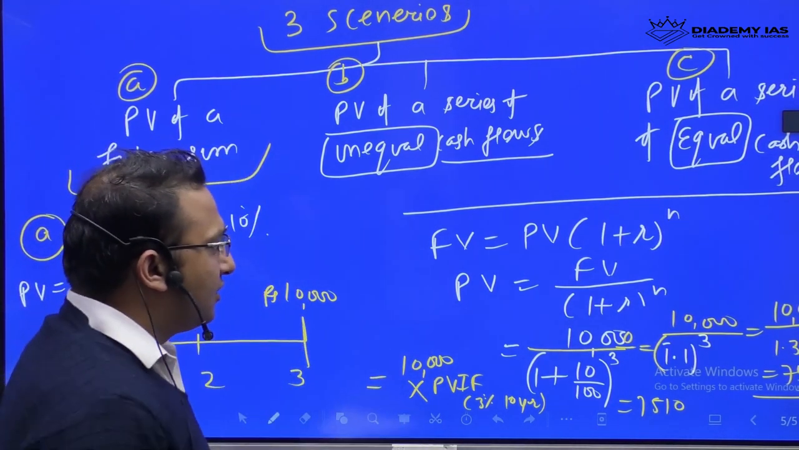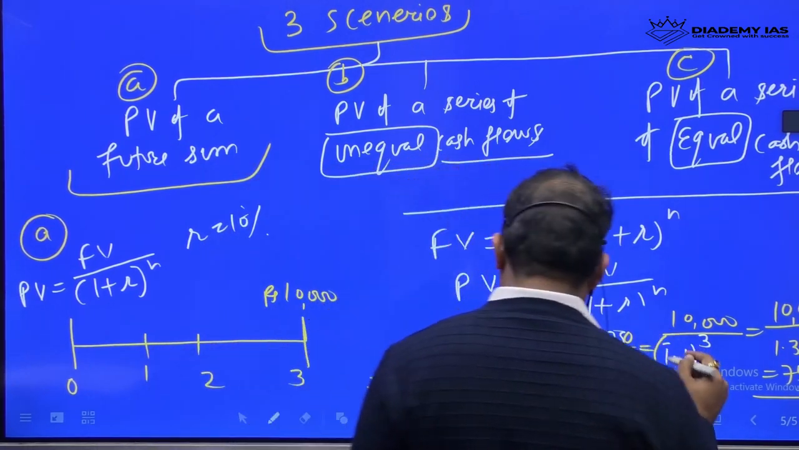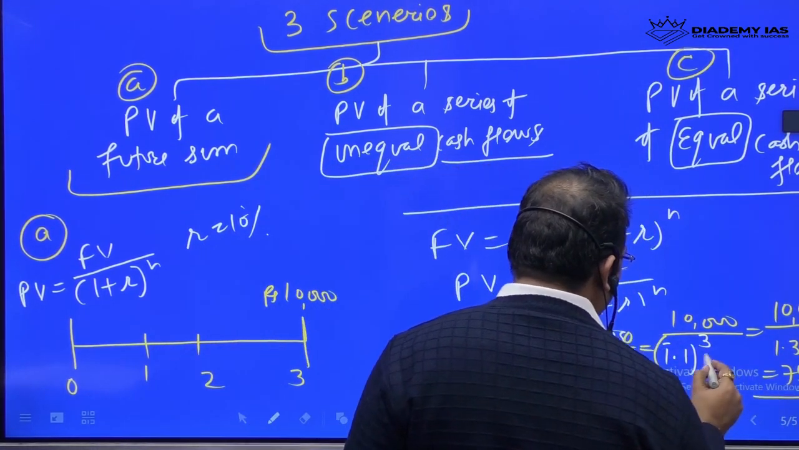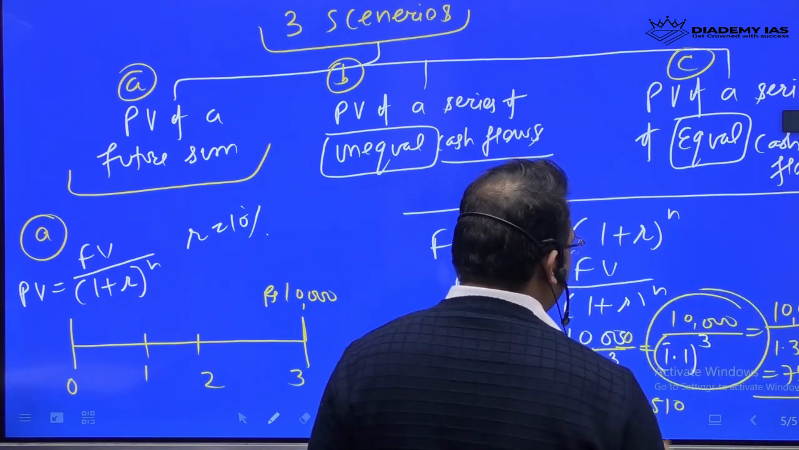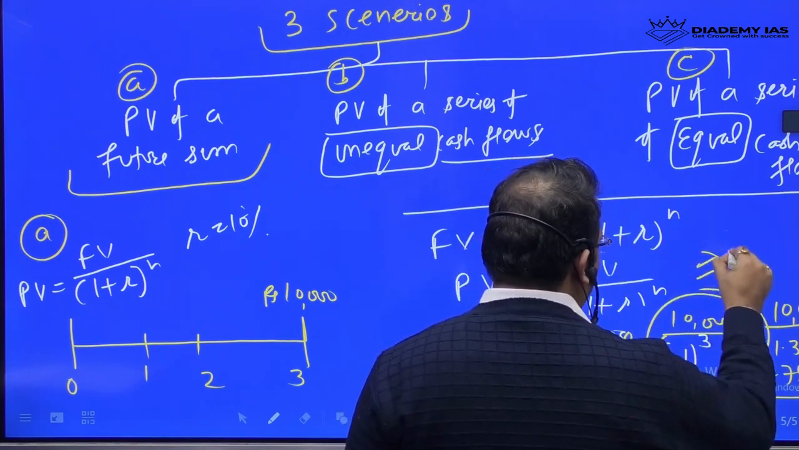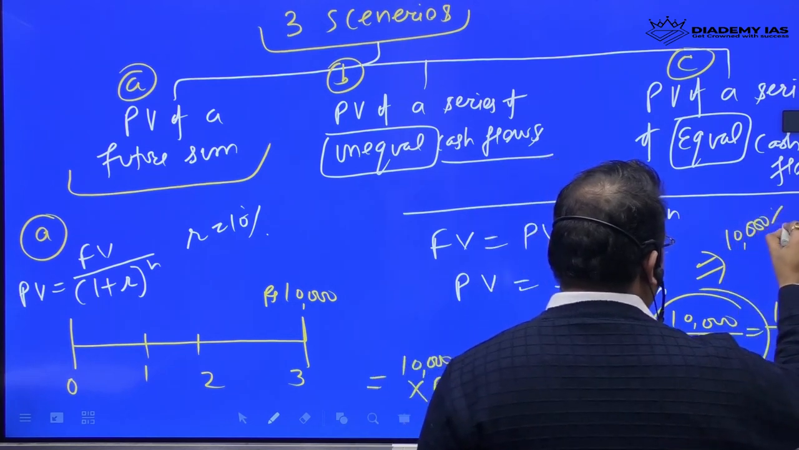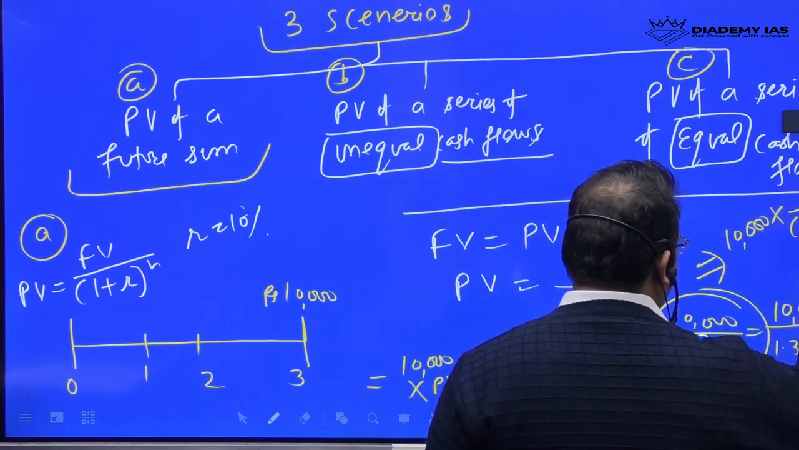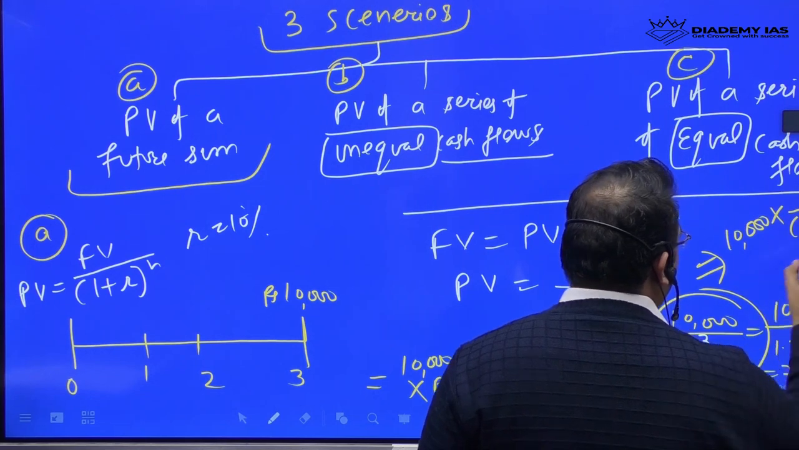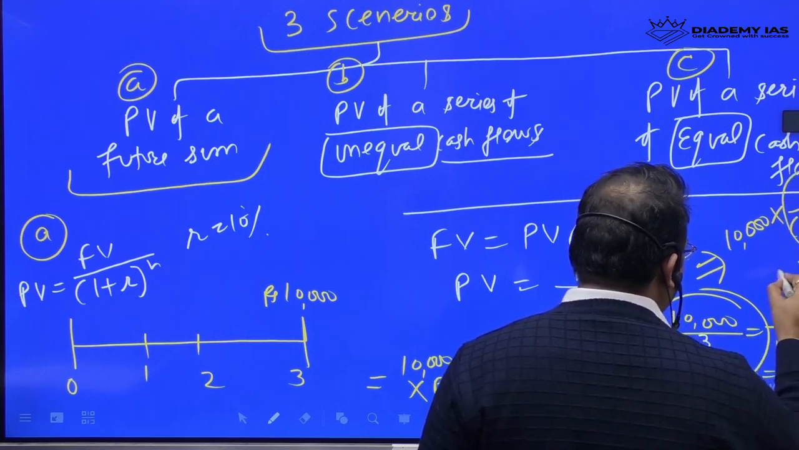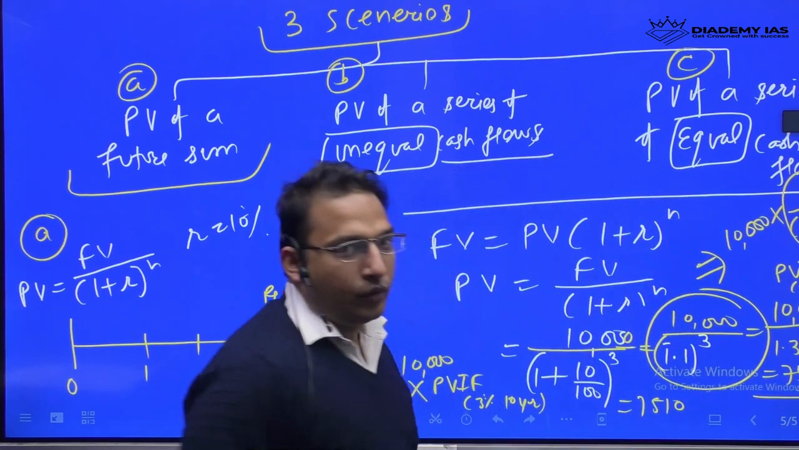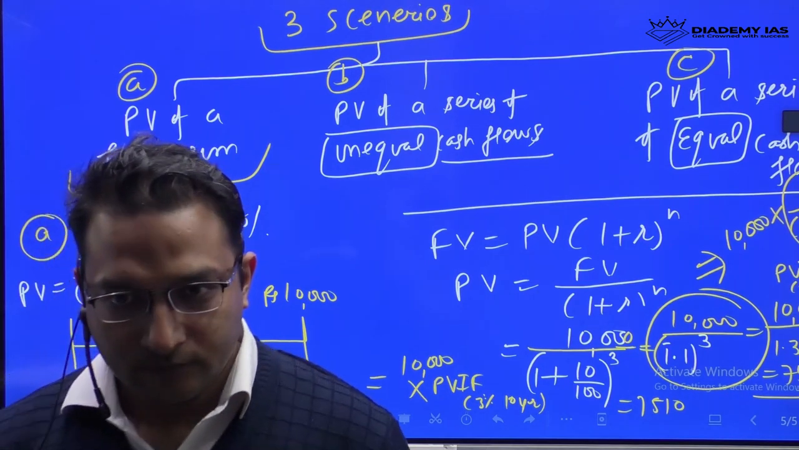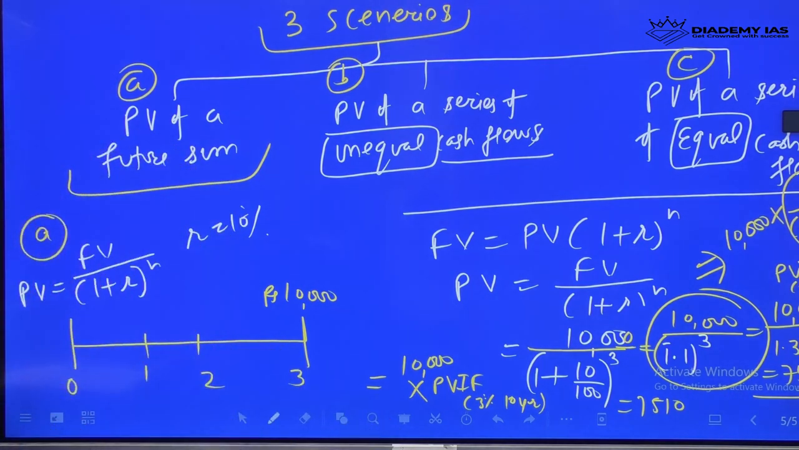So basically what we are doing in this, is a very good question. Here we calculated 10,000 divided by 1.1 raised to the power 3, right? So can we say 10,000 multiplied by 1 upon 1.10 raised to the power 3? So this is actually the PVIF that we calculated, for 10% 3 years, 0.751, right? Got it?